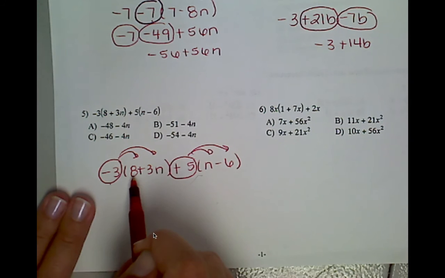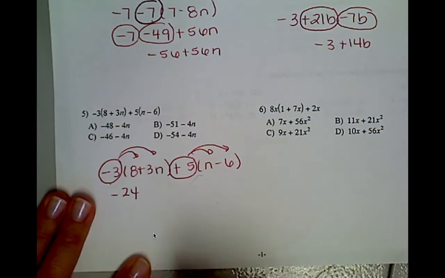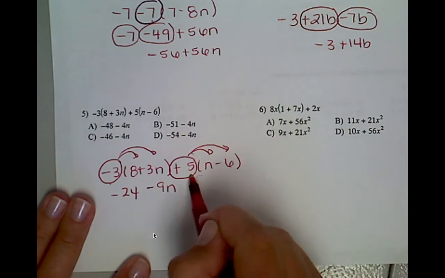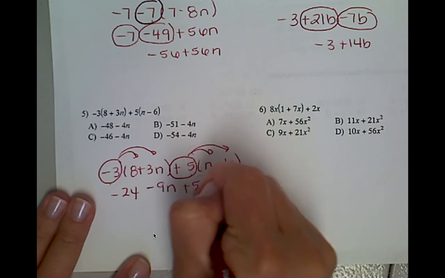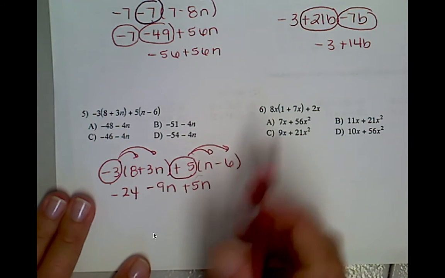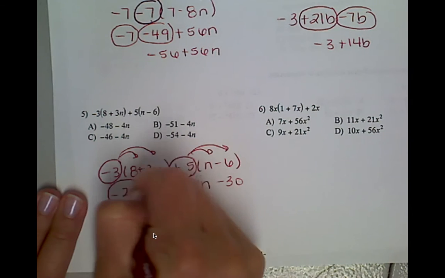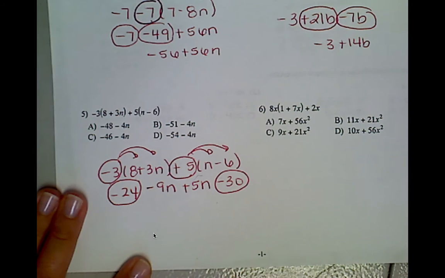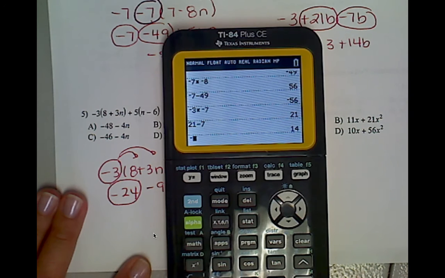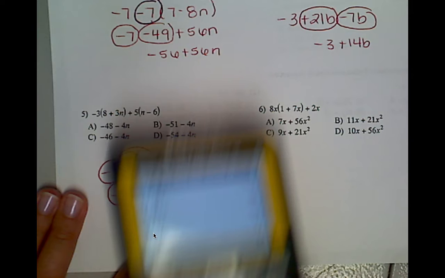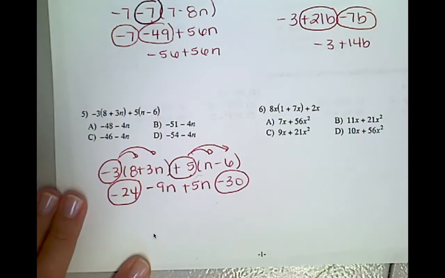Negative 3 times a positive 8 is a negative 24. Negative 3 times a positive 3n is a negative 9n. Positive 5 times n is a positive 5n. And positive 5 times negative 6 is a negative 30. Negative 24, negative 30: both of them do not have an n, so they're like terms. Once again, negative 24 minus 30 is going to result in a negative 54.